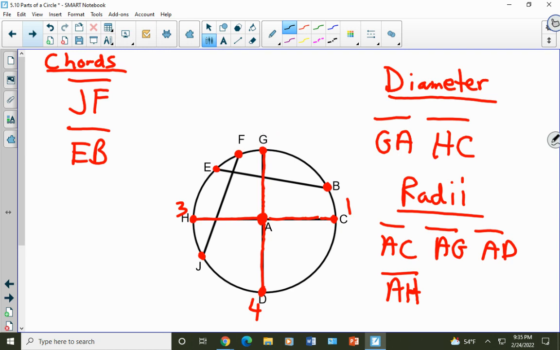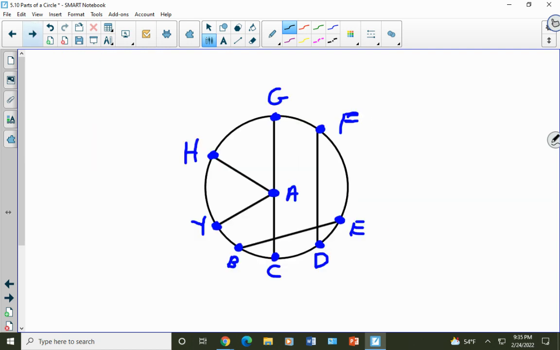All right, let's try another one. Got another one. This time I drew the points on there, and I just drew the letters on this one. Okay? Now, first thing I want you to tell me is, do you see any chords? Hopefully you said yes. All right, remember what a chord is. A chord connects any 2 points on the circle. Okay? Do you see any of those?